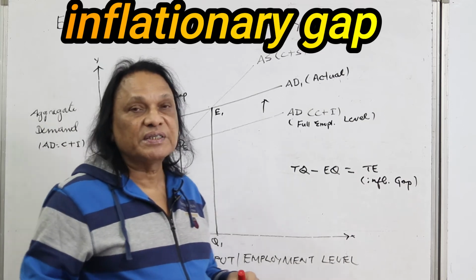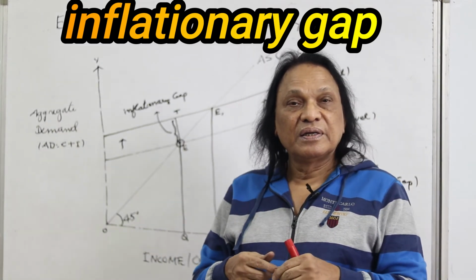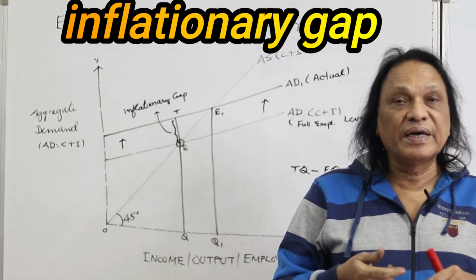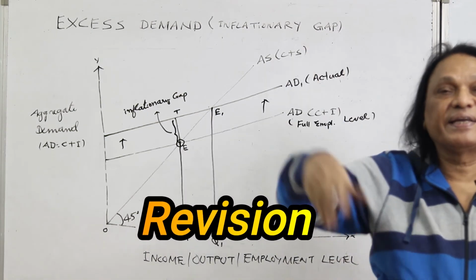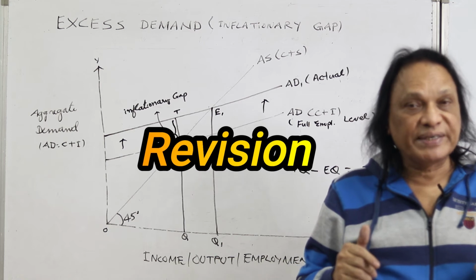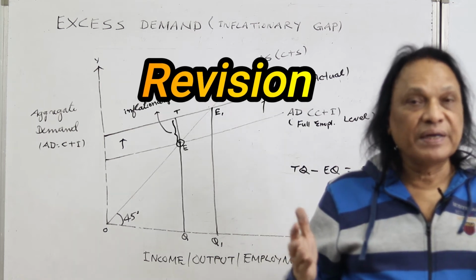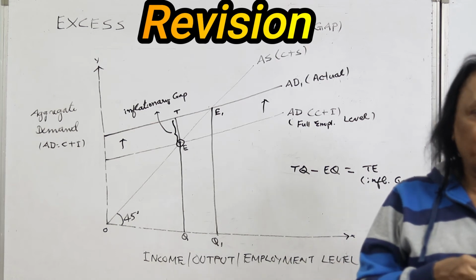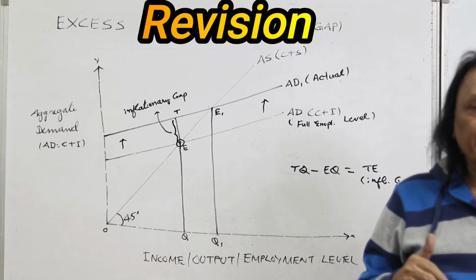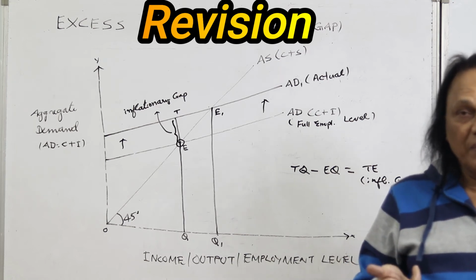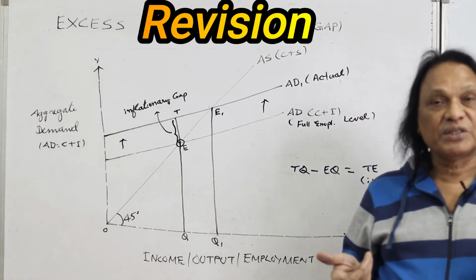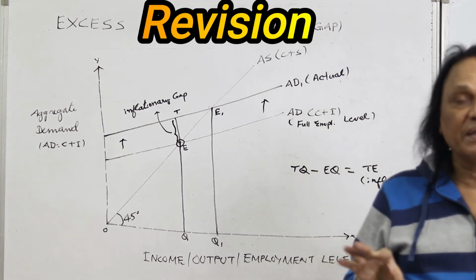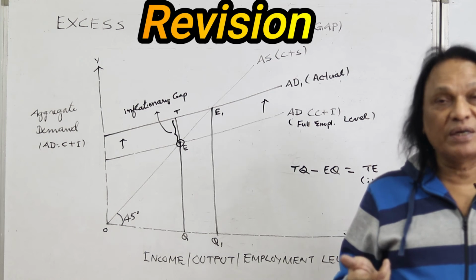Repeat once again, what is excess demand? If aggregate demand in the economy is greater than aggregate supply at the full employment level, that situation is called excess demand. And the gap created between the actual aggregate demand and the aggregate demand required at the full employment level is called inflationary gap.